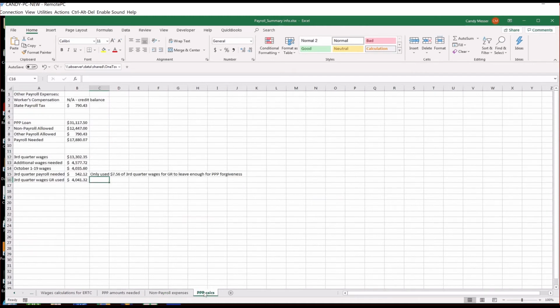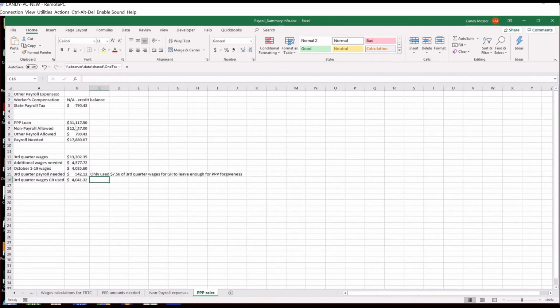So the PPP calculation that I did, I basically wanted to know what other payroll expenses would qualify, because again, we want to reserve as much of the wages as possible for the employee retention tax credit. So what I did was I looked at their workers' compensation. Turns out they actually had a refund in the covered period, so it was a negative balance, so I can't count anything at that point. But their state payroll taxes for unemployment insurance was $790.43, and that can be included.